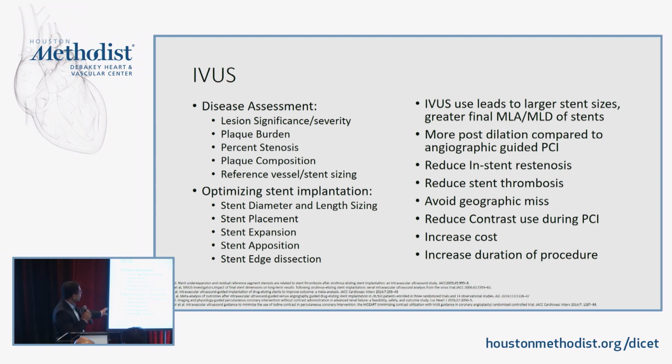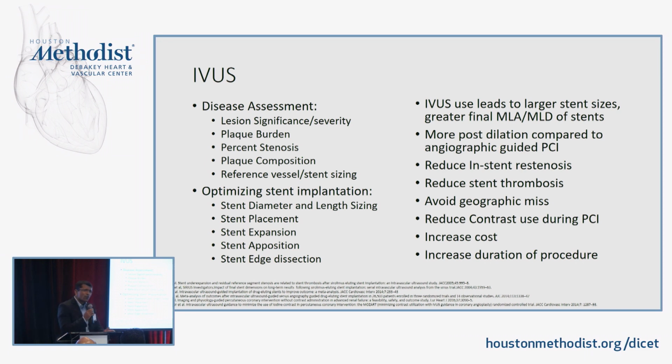There's a lot of data on optimizing stent implantation by using intravascular ultrasound. You can use this to measure the stent diameters, stent length, stent placement, apposition, expansion, and identify complications at the edges. Data has shown that IVUS leads to picking larger stent sizes, and the lumen area and lumen dimensions are usually bigger with IVUS guidance. That indirectly leads to better outcomes down the line.